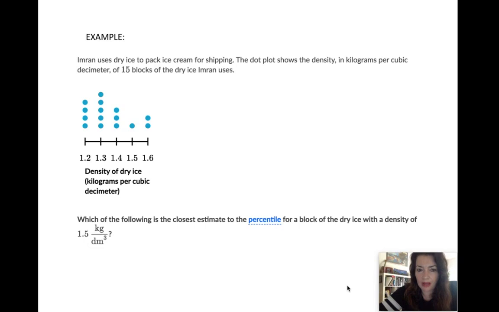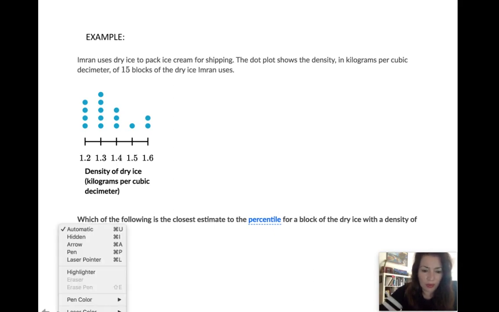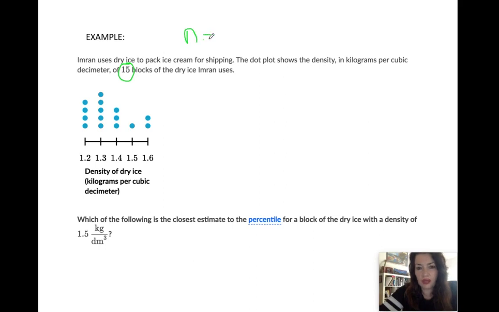So here we have a dot plot that represents dry ice for ice cream shipping. The dot plot shows the density in kilograms per cubic decimeter of 15 blocks of the dry ice. What's important here is that our sample size is 15. So our n equals 15. That's the first thing to observe. If you notice, we have 15 dots on the dot plot, and it asks which of the following is the closest estimate to the percentile for a block of dry ice with a density of 1.5 kilograms per dm cubed. Well, where is 1.5?